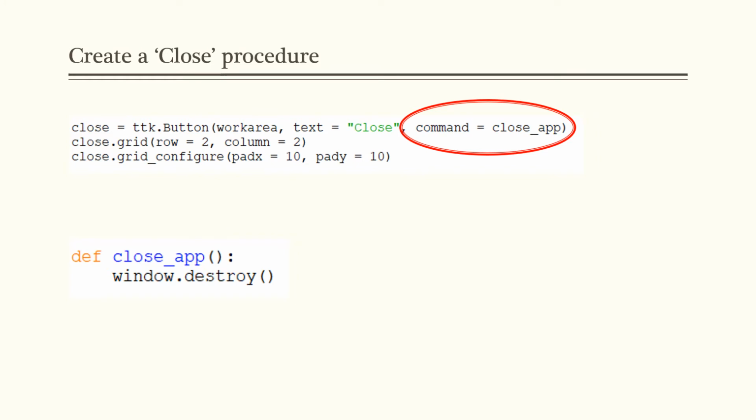So what I think you should do now is pause this presentation and add that button and make that procedure and run it to make sure that your program works. And then we'll go on to add a message box that asks the user, are you sure you want to quit?